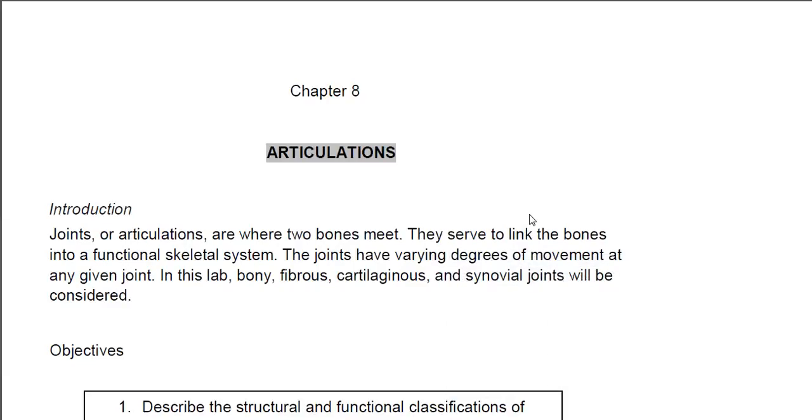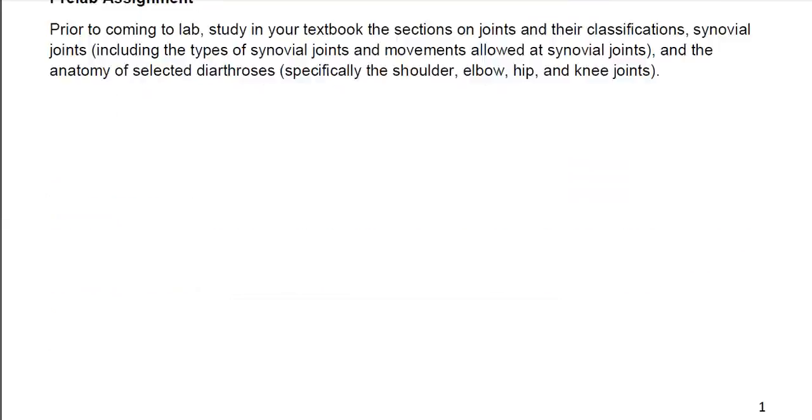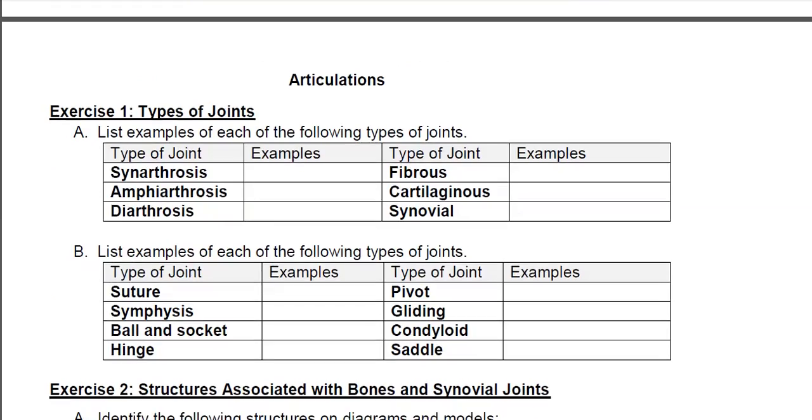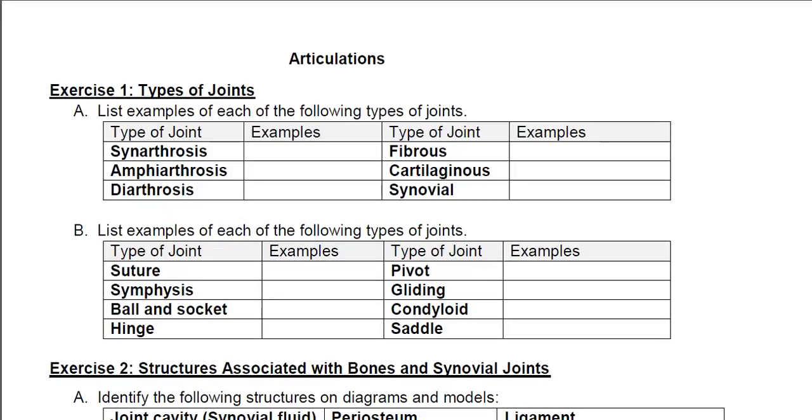This is the Articulations lab, or the Joints lab, and this one kind of goes with the Skeletal lab, but it is a separate lab. This one is much shorter, and there's only actually a couple diagrams we need to go through together. To start off, exercise 1 is looking at examples of joints in our body.